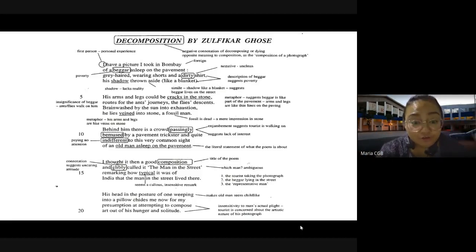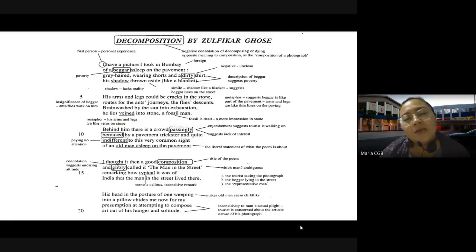Now let's go back to the fourth stanza. All right. I thought it then a good composition. So this word composition here, the poet is talking about how he wants to take a picture, the picture. All right. And glibly called it the man on the street, remarking how typical it was of India that the man in the street lived there. Now, this fourth paragraph, okay, raises a lot of questions. Now, this word glibly, it connotes, it suggests an uncaring attitude by the persona, isn't it?